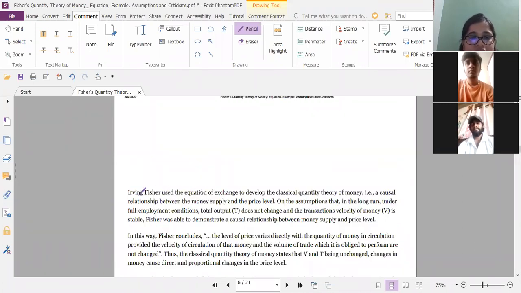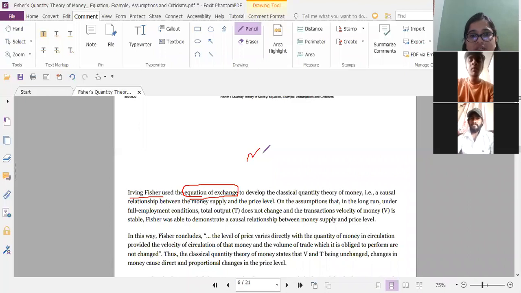So Irving Fisher used the equation of exchange to develop the classical quantity theory of money. Whatever we studied, that equation is called the equation of exchange. That is, MV is equal to PT, right?